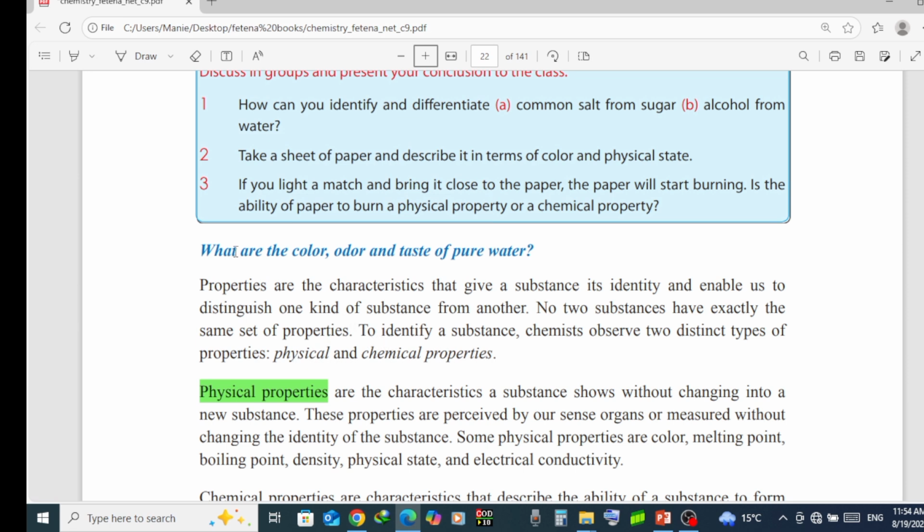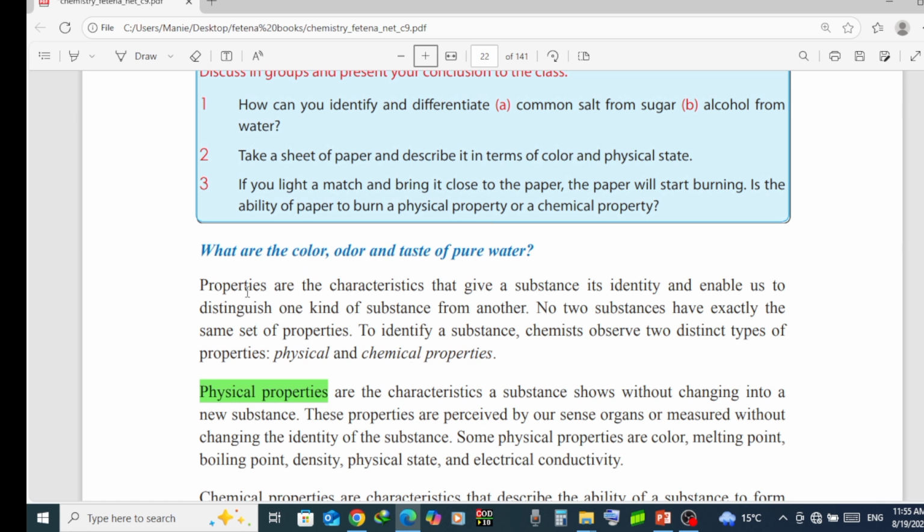But before that, let's try to answer this. What are the color of, odor of and taste of pure water? Yes, it's obvious that pure water is colorless, pure water is odorless, pure water is tasteless. Therefore, knowing the property of a pure substance is very important to determine their physical and chemical properties, or the chemical and the physical property of a substance determines these and things of the like.